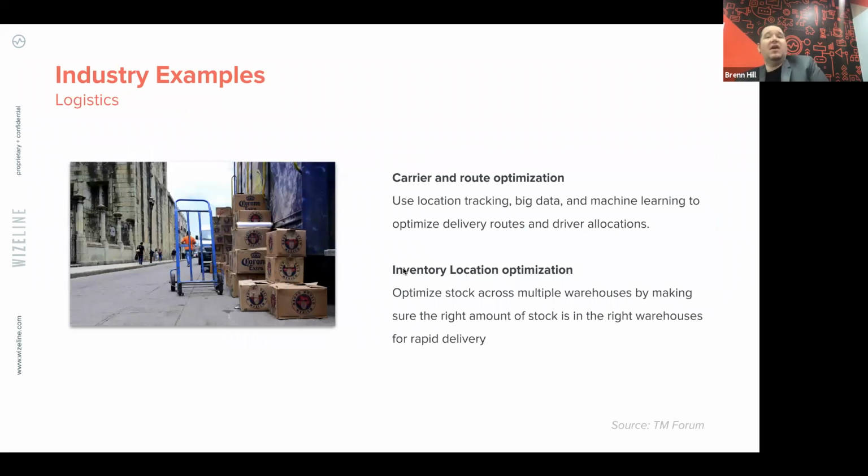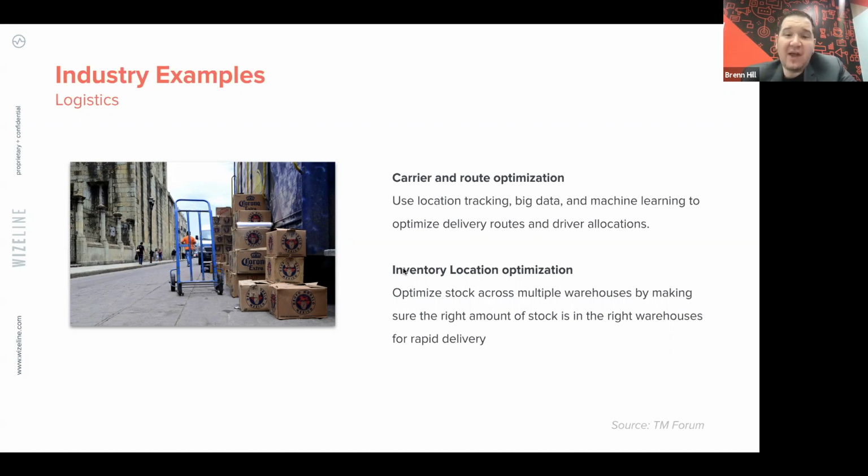Logistics is a huge industry right now, where we're seeing more and more data being used to improve the company. This is something that a lot of people don't realize is a really good place for data and analytics, because it seems so physical and non-digital, because you're moving things physically from one place to another, but that's not the case. There's a tremendous amount of money savings in carrier and route optimization. We worked with some companies on this, and the impact on their bottom line was tremendous. So you want to use location tracking and machine learning to optimize delivery routes and driver allocations.